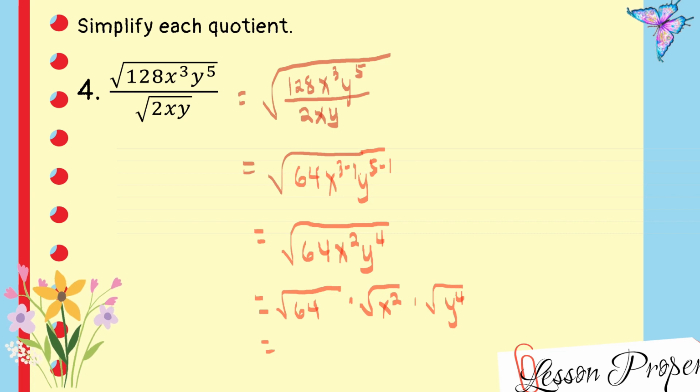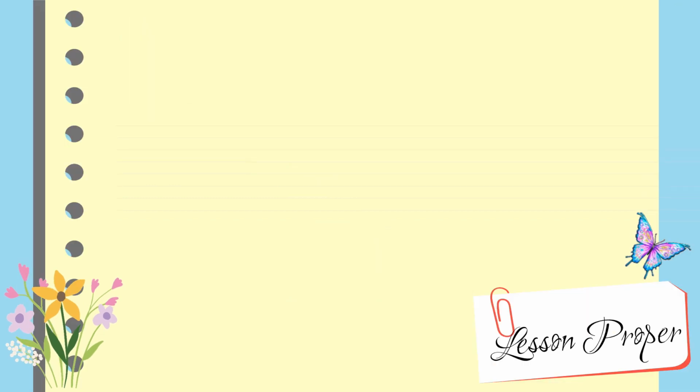So we have square root of 64 is 8, square root of x squared is x, and square root of y raised to 4 is simply y raised to 4 divided by 2, the exponent divided by the index 2. So this becomes y raised to 2. So when we divide square root of 128x cubed y raised to 5 by the square root of 2xy, we get 8xy squared. I hope that this is clear.